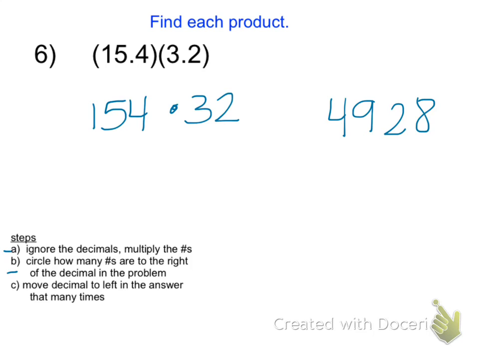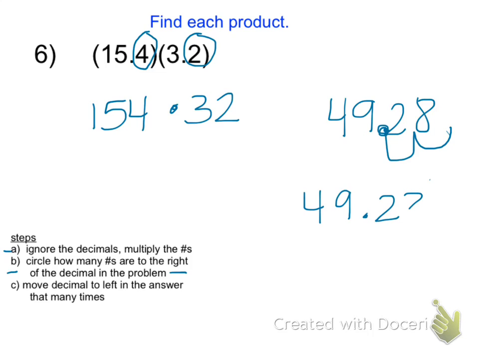Now we're on to step B. Circle how many numbers are to the right of the decimal in the problem. So you're going to come up here. All the numbers to the right, I see 2. So you come to your answer. You start right here, and you move over 2. 1, 2. So my final answer is 49 and 28/100ths.